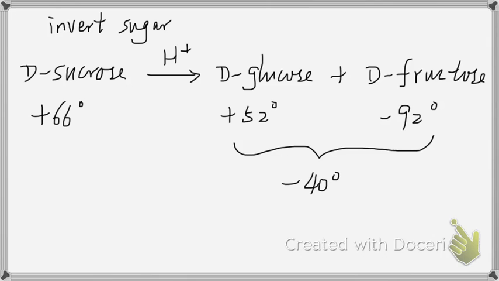So overall, when we get 1 unit of each of these 2 sugars, the net optical rotation is negative 40 degrees. So sucrose itself has a positive rotation. After it's hydrolyzed, the hydrolyzed mixture will have a negative rotation. So the optical rotation is inverted when sucrose is hydrolyzed. That's why we call it an invert sugar.